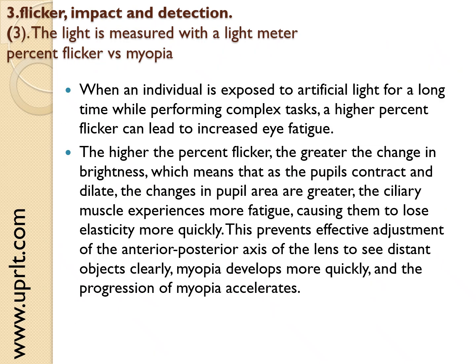Percent flicker with respect to myopia. When an individual is exposed to artificial light for a long time while performing complex tasks, a higher percent flicker can lead to increased eye fatigue. The higher the percent flicker, the greater the change in brightness, which means that as the pupils contract and dilate, the changes in pupil area are greater. The ciliary muscle experiences more fatigue. Myopia develops more quickly, and the progression of myopia accelerates.